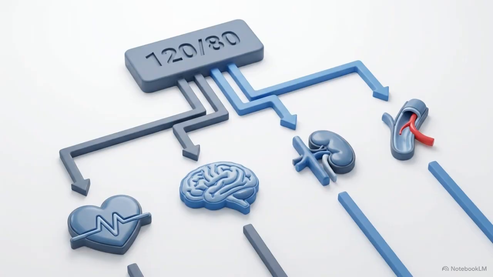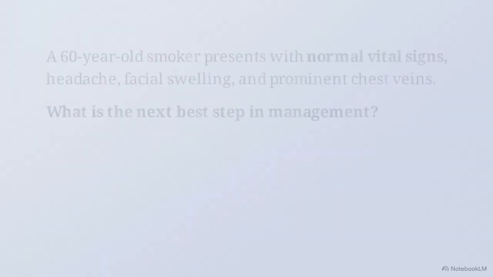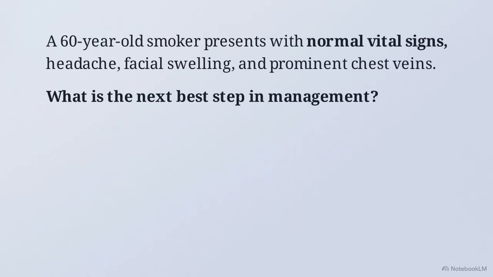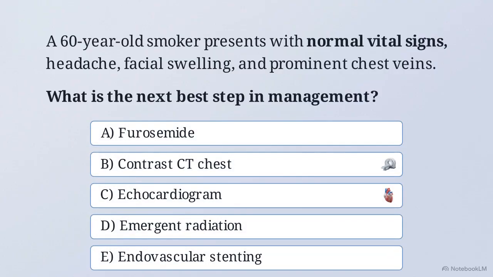While a chest X-ray is the initial screen, a contrast-enhanced CT of the chest is definitively required to map the anatomical boundaries of the compression before any intervention can occur. Consider this assessment. A 60-year-old smoker presents with normal vitals, headache, facial swelling, and prominent chest veins. What is the next best step?